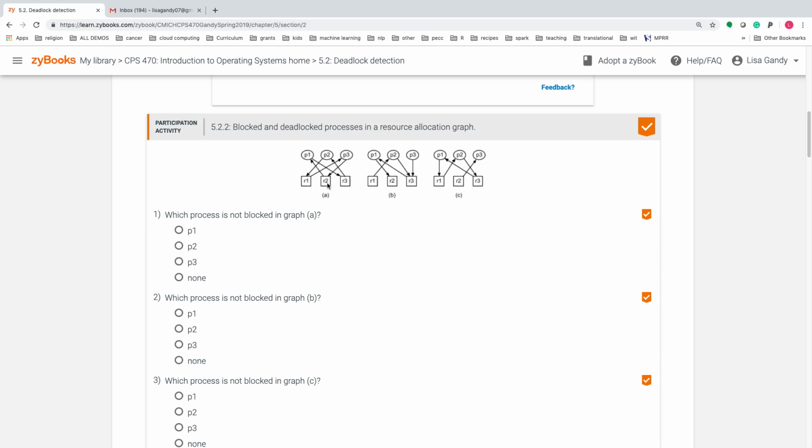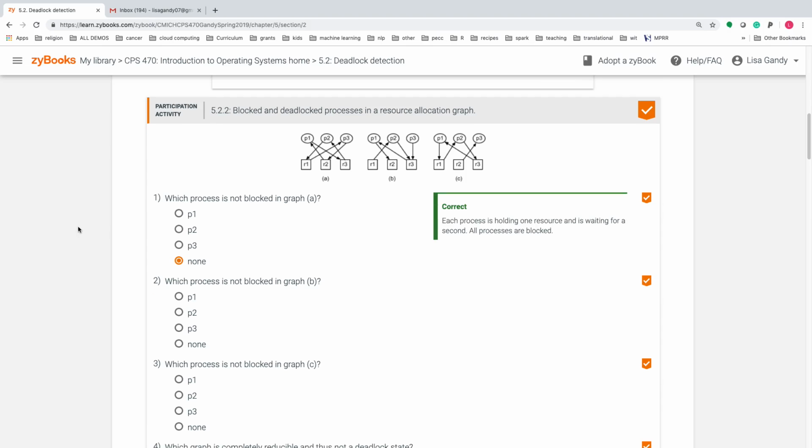Process 1 is asking for something from R3, but R3 is already allocated, so it's blocked. Process 2 is asking for the resource, but it's already allocated, so it's blocked. P3 is asking for this resource. Everything is blocked, so it's none.